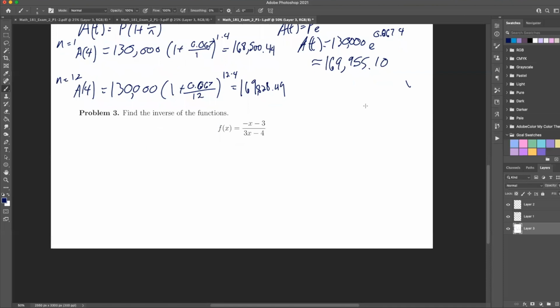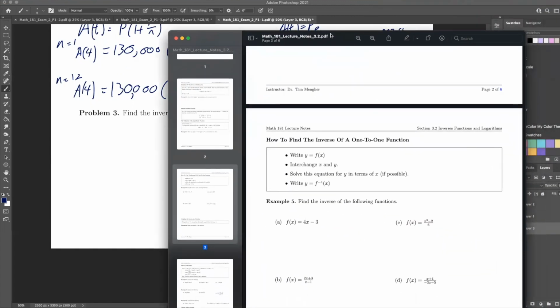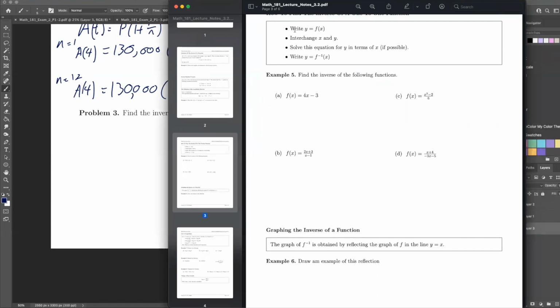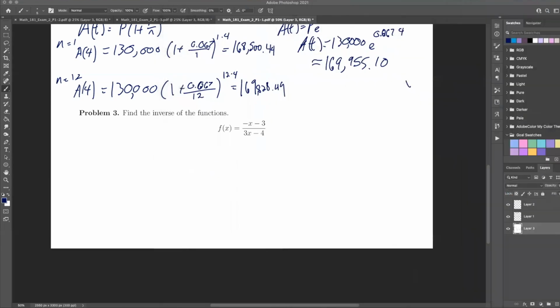So the inverse of the function, I do this for you in, I think this one is in 3-1. I think it's 3-2. Right, my cube. Here it is. All right, so how to find an inverse. You're going to set it as y, interchange x and y, solve for y in terms of x, if possible, and then rewrite this. And so let's do that.